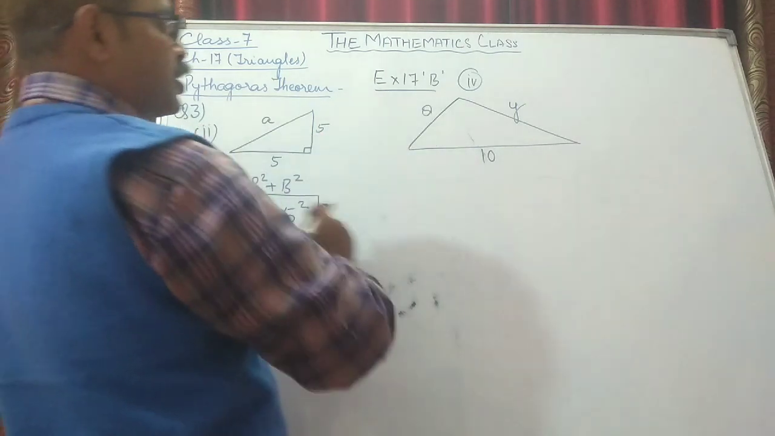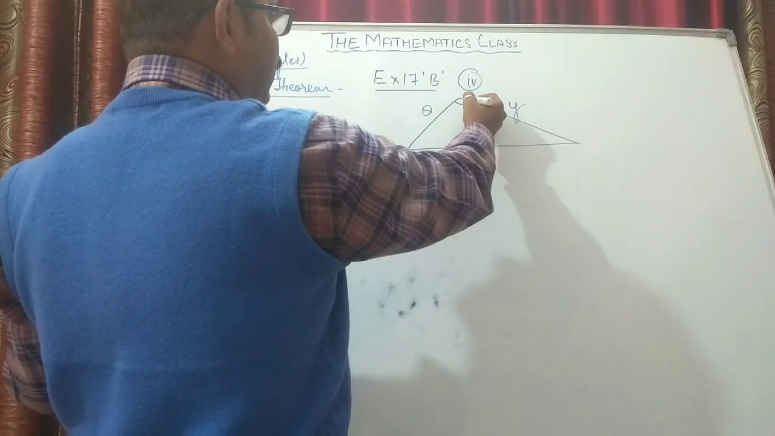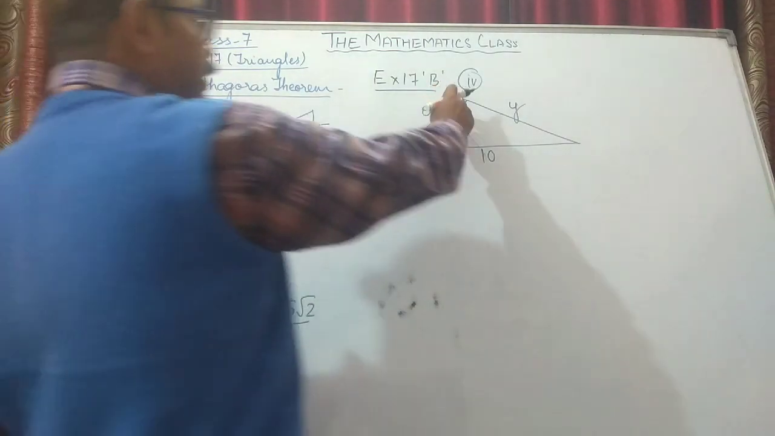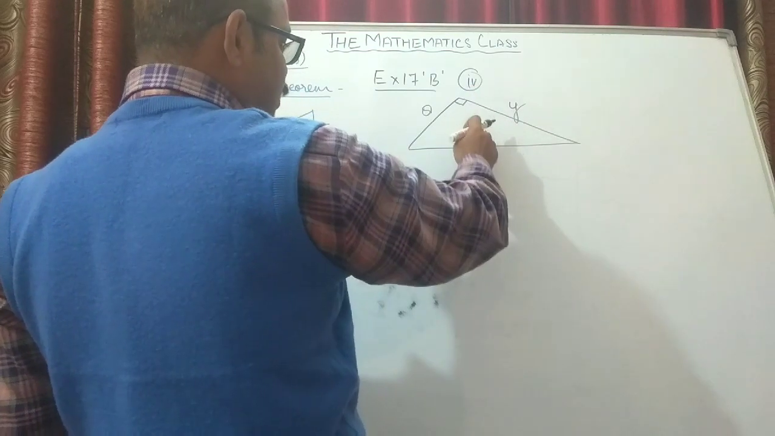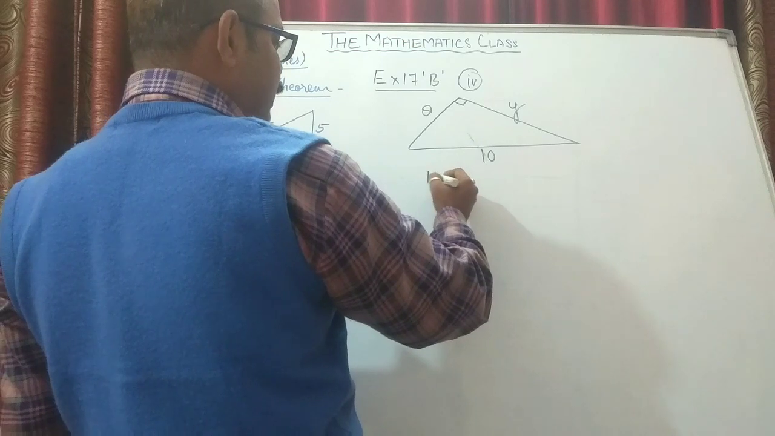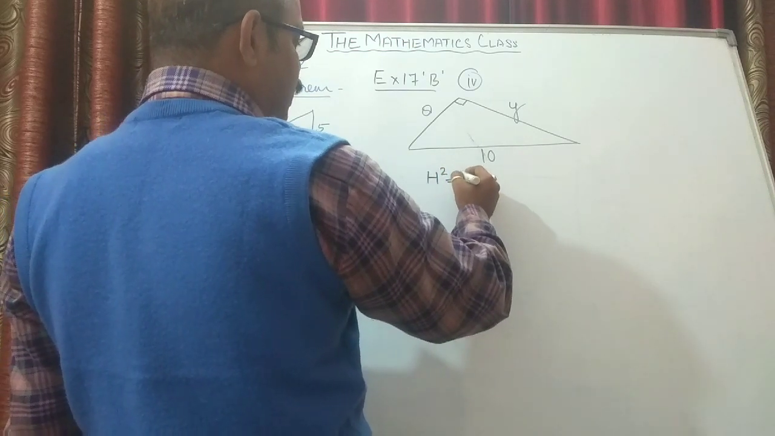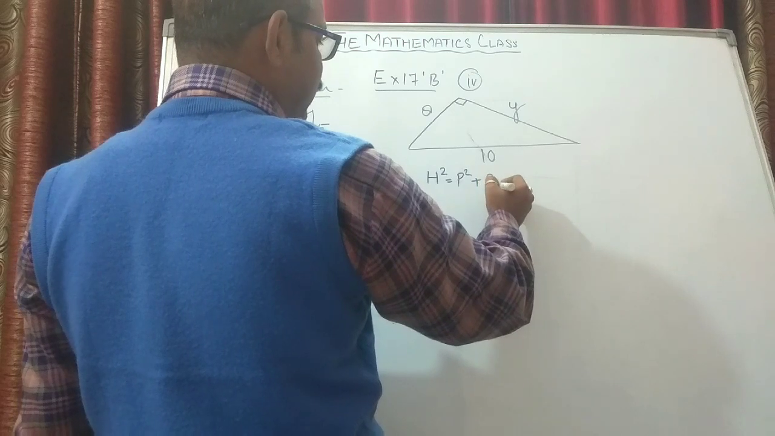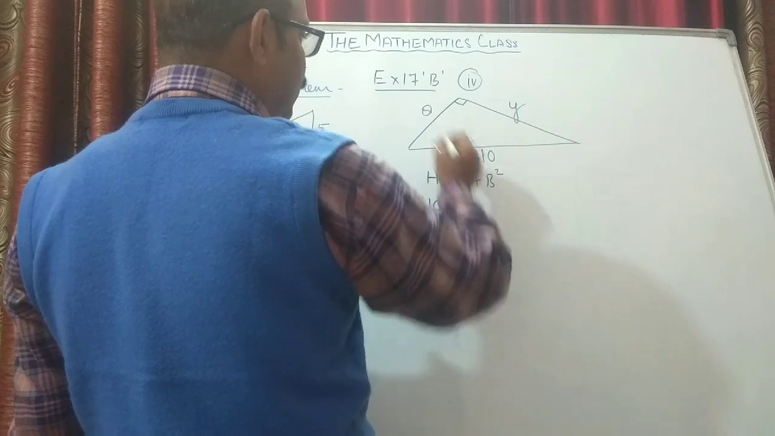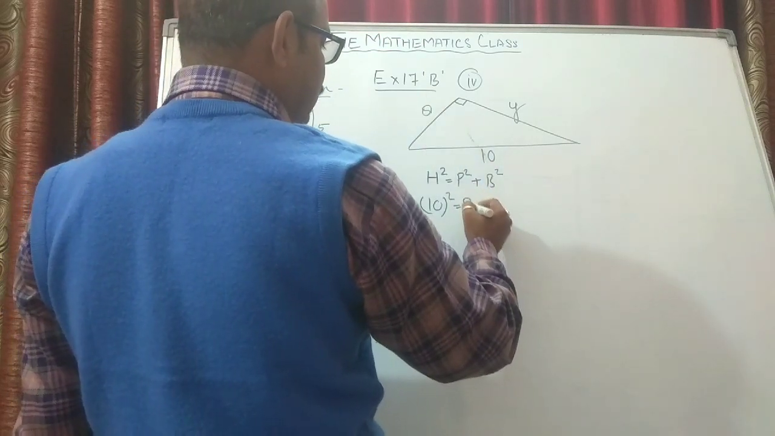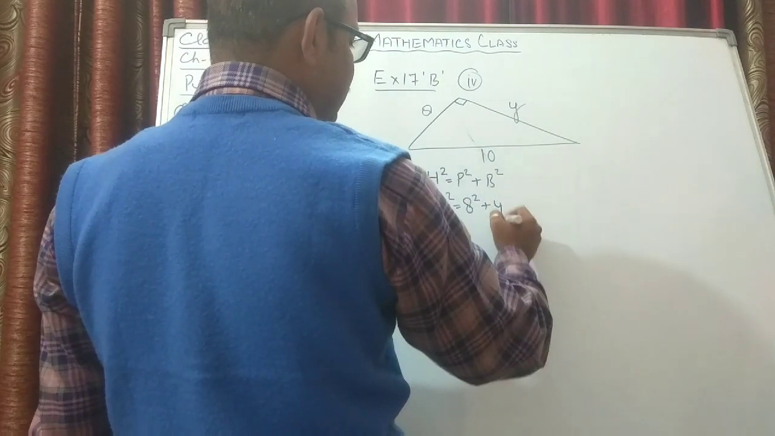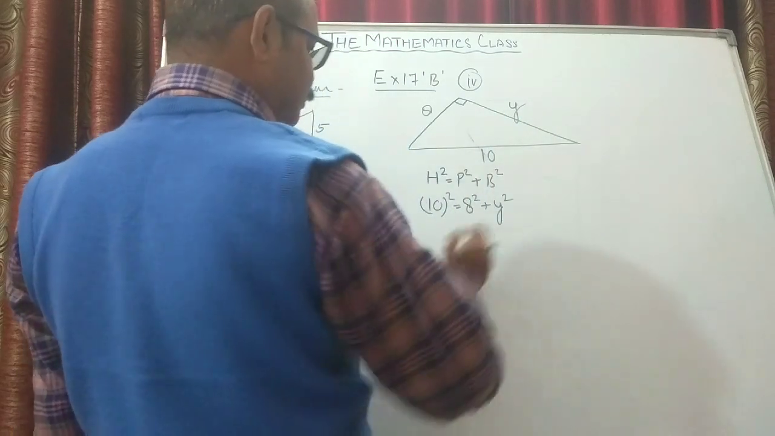Similarly, we talk about question number 4. In this the top angle is given 90 degree and you have to find out y. Now opposite to 90 degree is 10. So this will become the hypotenuse. We know that hypotenuse square is equal to perpendicular square plus base square. Hypotenuse is 10 given, so 10 square. Perpendicular, you can take any of the sides. Let us say 8 is perpendicular, so 8 square plus y is the second side or base, so y square.